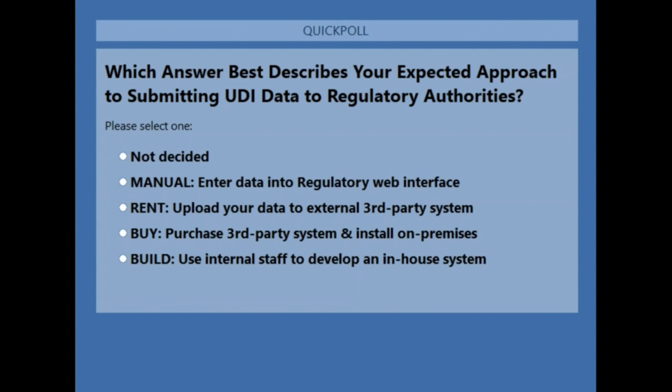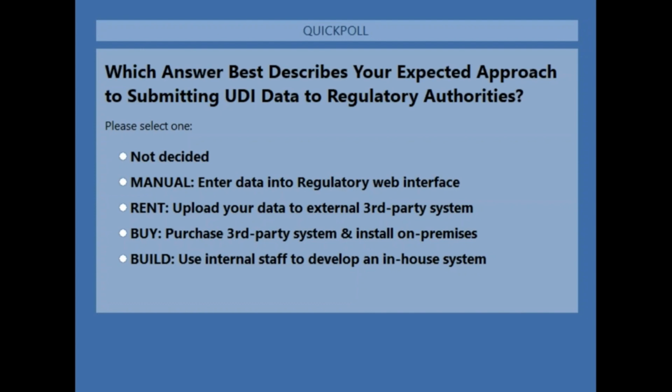Your options are: not decided, or manual, enter data into regulatory web interface, or rent, upload your data to an external third-party system, or buy, purchase a third-party system and install on premises, or build, that's use internal staff to develop an in-house system. You can go ahead and just select one option there. And once again, that question is, which answer best describes your expected approach to submitting UDI data to regulatory authorities?